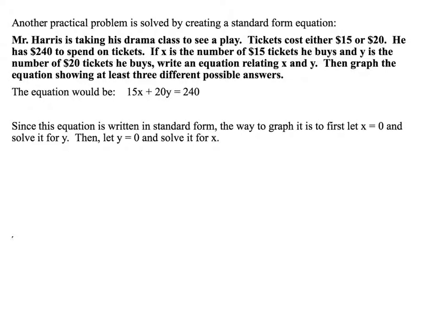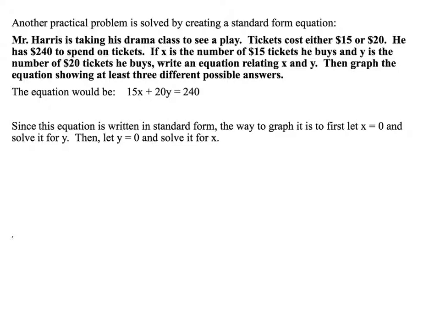Here's another practical problem, and this one is solved by creating a standard form equation. Mr. Harris is taking his drama class to see a play. Tickets cost either $15 or $20. He has $240 to spend on tickets. If X is the number of $15 tickets he buys, and Y is the number of $20 tickets he buys, write an equation relating X and Y. Then graph the equation, showing at least 3 different possible answers.